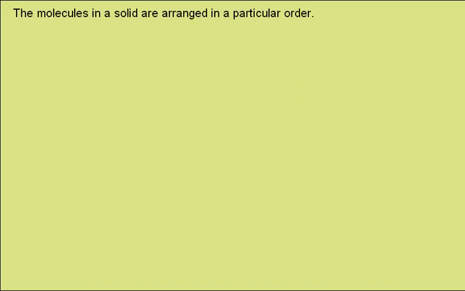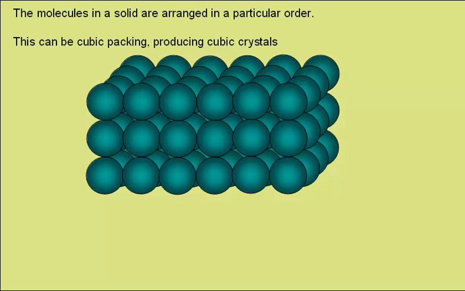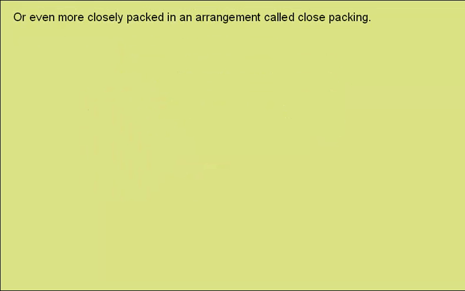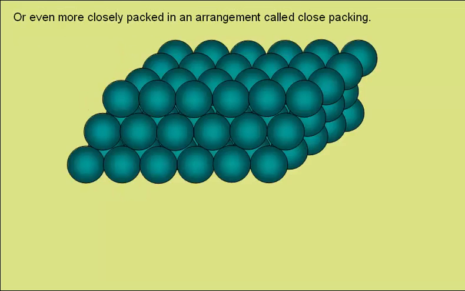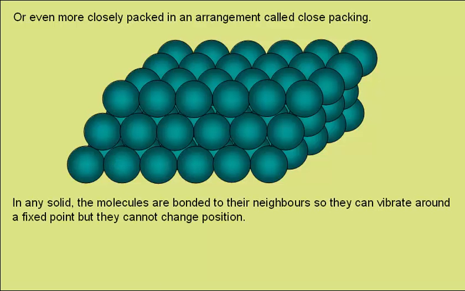The molecules in a solid are arranged in a particular order. This can be cubic packing, producing cubic crystals, something like this. We can assume the molecules act rather like spheres, and here they're packed end to end. Or even more closely packed in an arrangement called close packing, where here you'll see that one sphere fits into the gap between 2 neighbouring spheres. In any solid, the molecules are bonded to their neighbours, so they can vibrate around a fixed point, but they can't change position.